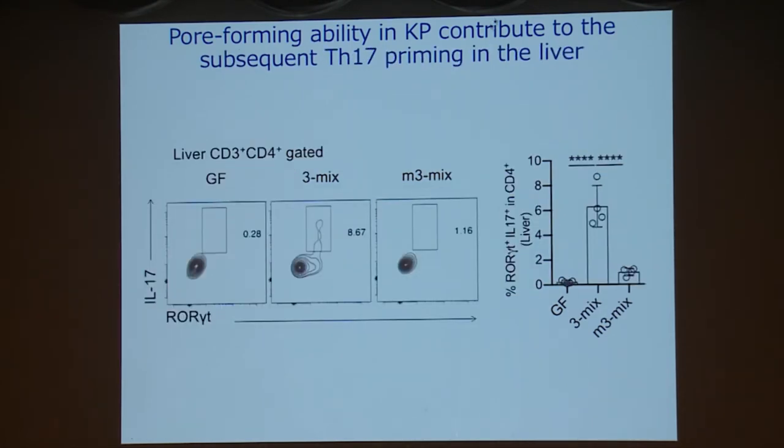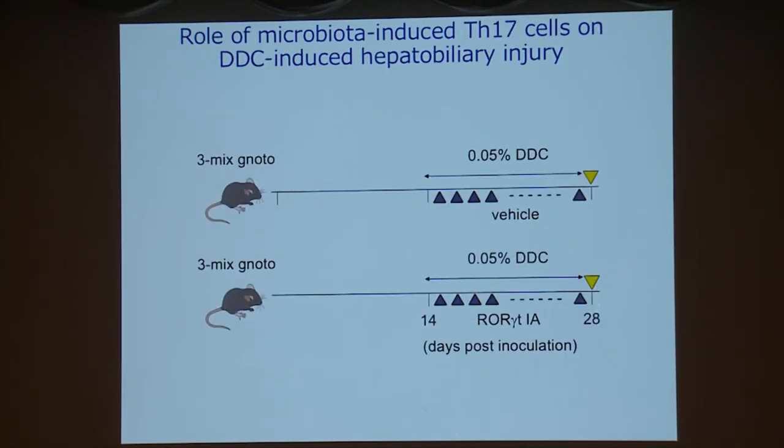Furthermore, modified three-mix gnotobiotic mice exhibited considerably lower levels of liver Th17 cells, suggesting that the epithelial damaging effect of KP is crucial for the induction of liver Th17 response. To address whether the liver Th17 response contributes to the disease progression, we utilized RORγt inverse agonists that selectively inhibit Th17 differentiation in the DDC-fed 3-mix gnotobiotic mice model.